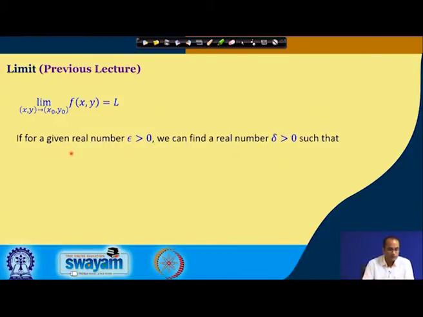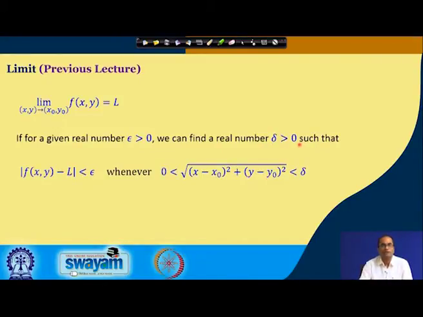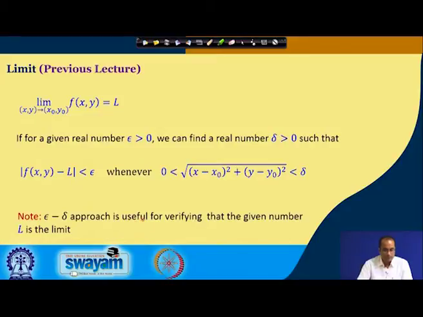That means, if for a given real number epsilon positive, we can find a real number delta positive such that |f(x, y) minus L| is less than epsilon. So, the difference between f(x, y) and its limiting value L is less than epsilon, for an arbitrary epsilon, whenever this (x, y) is in the delta neighborhood of the point (x0, y0).